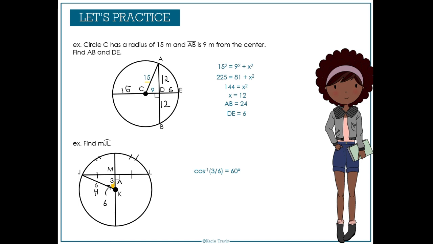Now, if this is 60, and I know that this arc matches up with this central angle, I know that this other side here is also 60. If this is 60 and this is 60, what are they together, people? They are together 120. So this big old angle here from J to K to L.